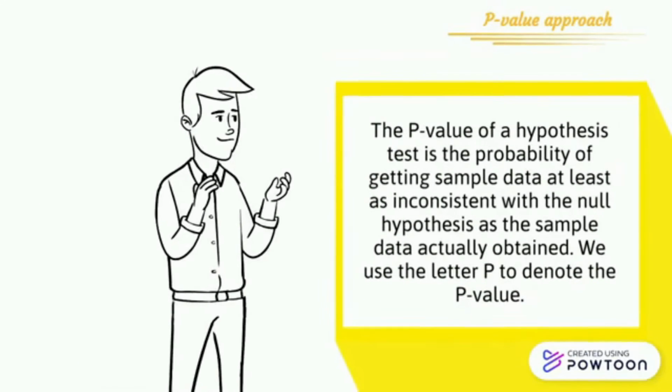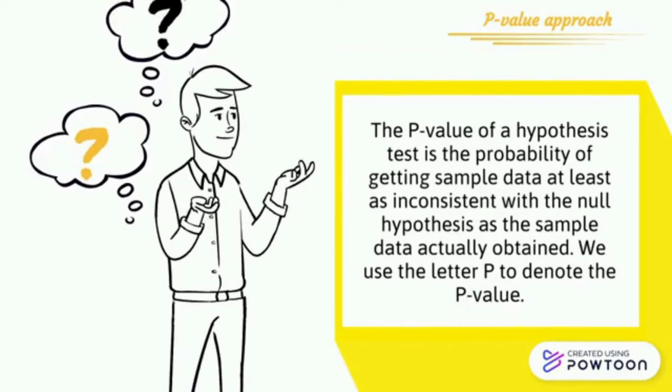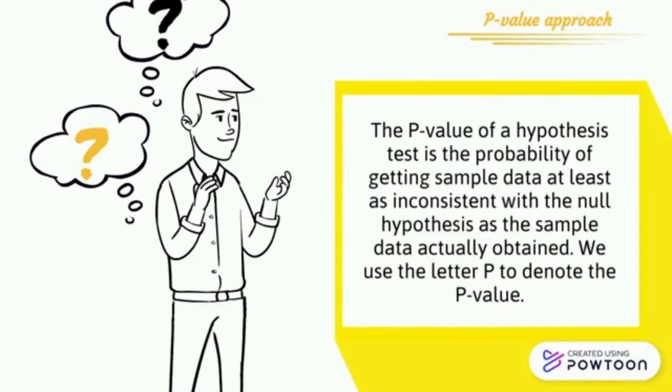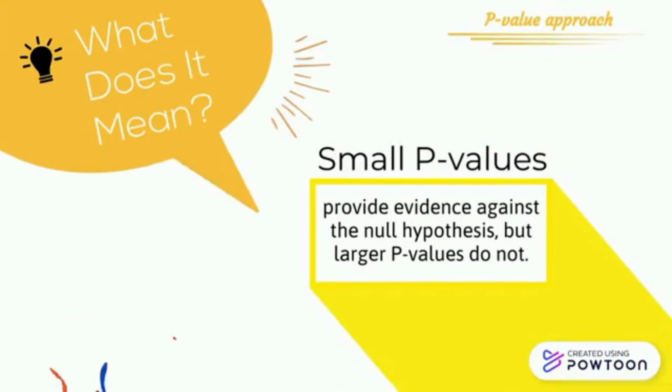The p-value of a hypothesis test is the probability of getting sample data at least as inconsistent with the null hypothesis as the sample data actually obtained. We use the letter p to denote the p-value. Small p-values provide evidence against the null hypothesis, but larger p-values do not.